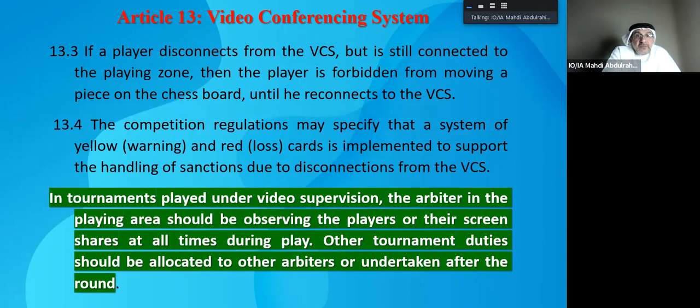Then we have tournaments played under video supervision. The arbiter in the playing area should be observing the player or their screen share at all times during the play, all times. So you are responsible for 10 players, you have to be here. Don't go to another room to check other players. Don't leave the area. You have to stay and watch the players.